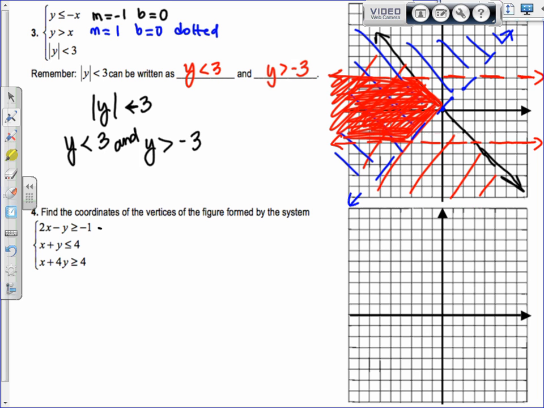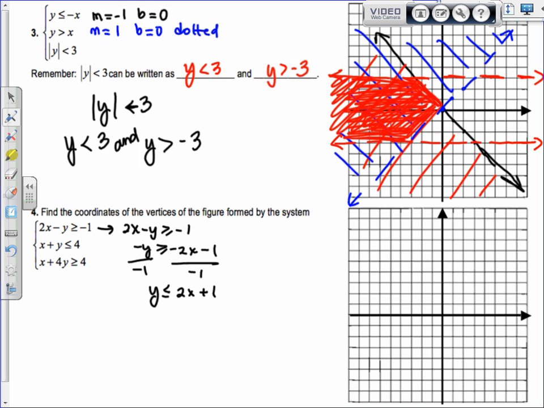Okay, so this first one, I have 2x minus y is greater than or equal to -1. I'm going to subtract the 2x over and divide by -1. Remember, that's the red flag rule. So y is less than or equal to 2x plus 1. That's the first one.